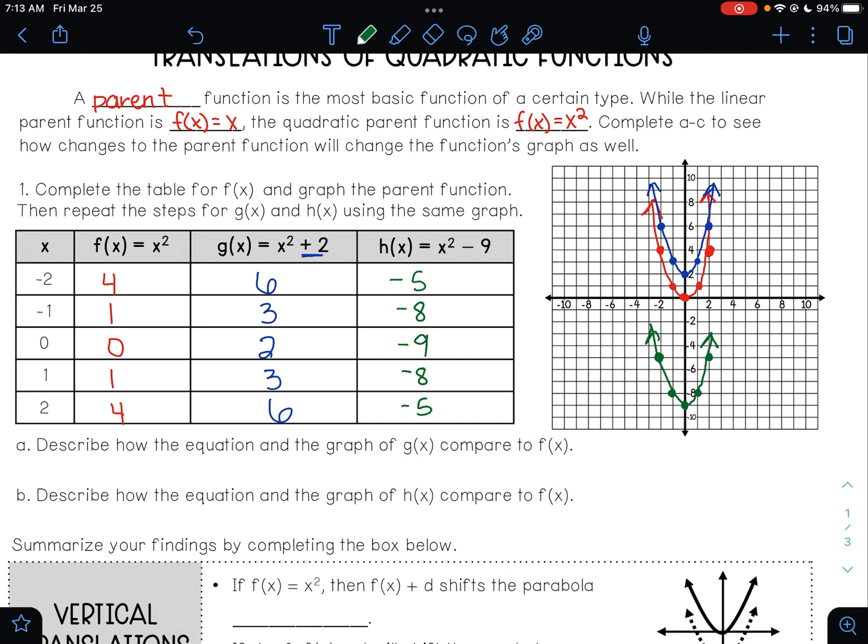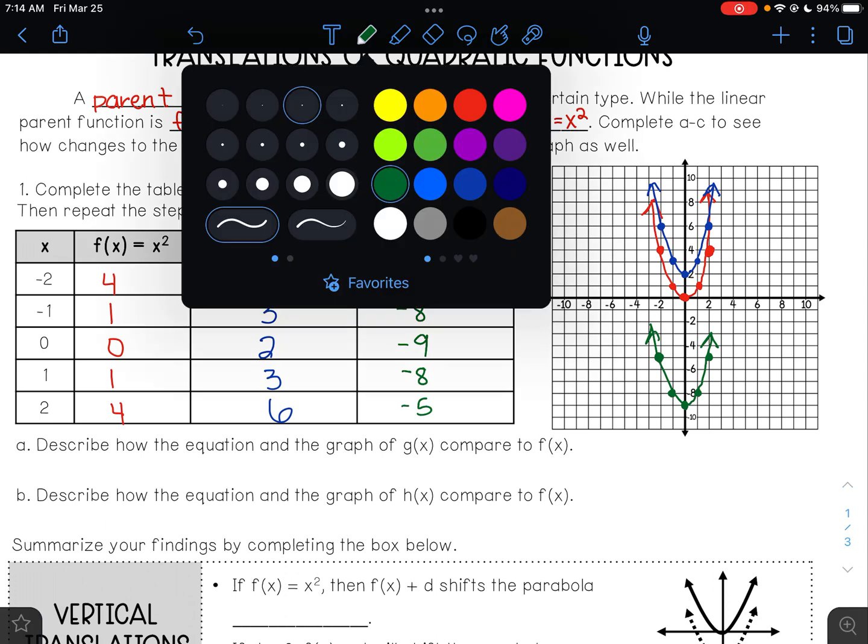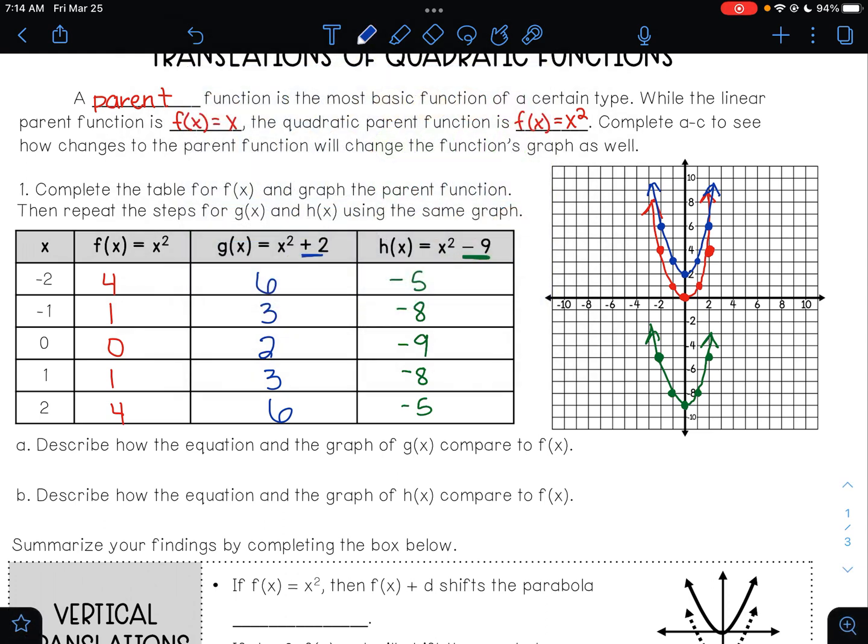So was your prediction correct? Did you think it would move down? Hopefully you did. And how much did it move down? It had to move down 9 because that's the number in the equation. So let's talk about it and describe how the equation in the graph of g of x compares to f of x. Well, for g of x, the equation had a +2, so the equation added 2, which meant the graph moved up 2.